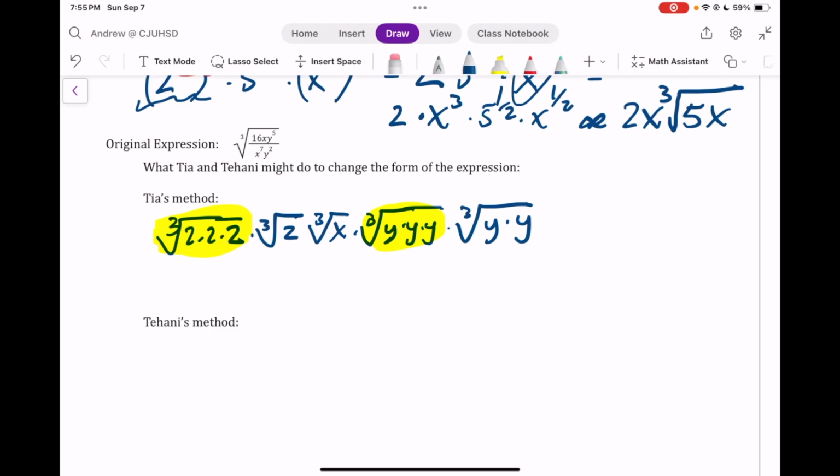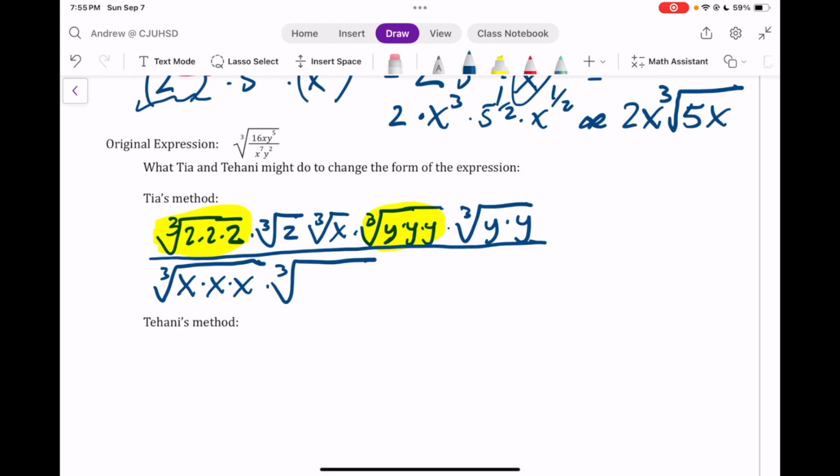But remember, this is all inside of a fraction, with x to the 7th. So x to the 7th is going to have 3 x's, and let's take a root, and another 3 x's, and take a root, and an extra x. That's a cube root. And then those y's, they're not going to be able to go anywhere. So there's 2 y's here.